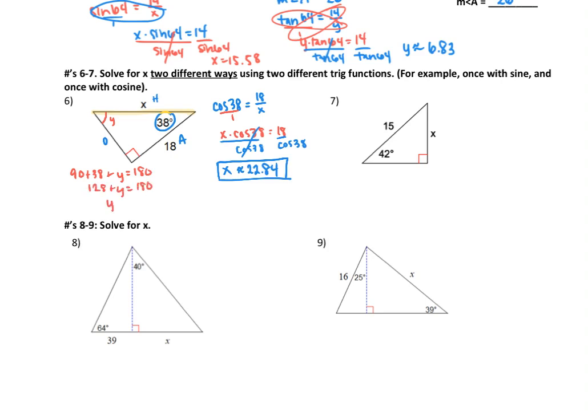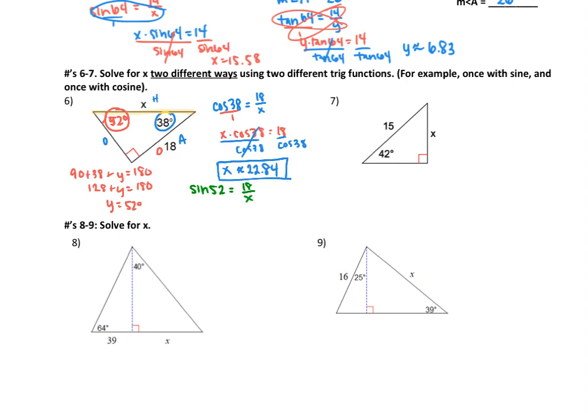And subtracting 128, you get 52. So now I can use this angle as my reference angle. 18 now becomes the opposite side, which now allows me to use sine instead of cosine. So sine 52 equals 18 over x.